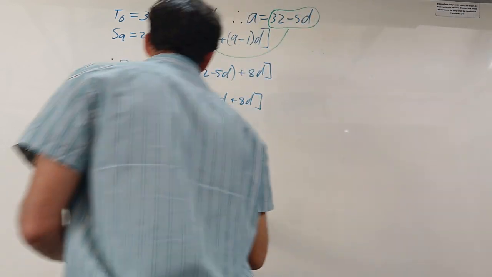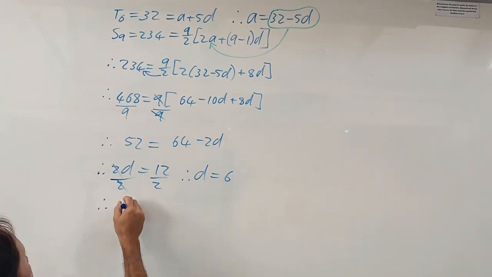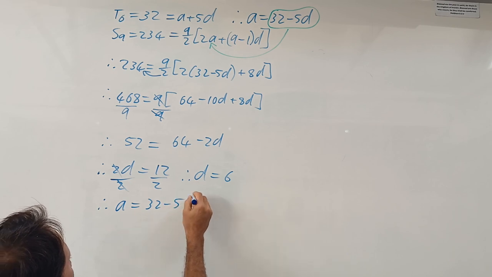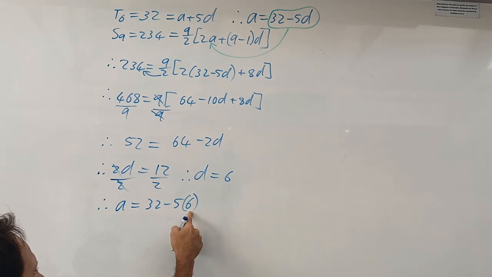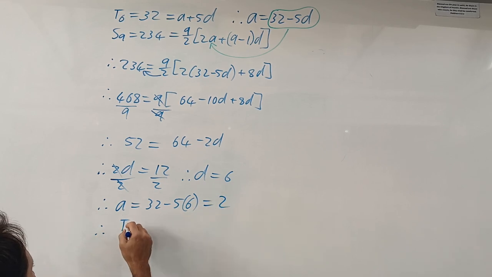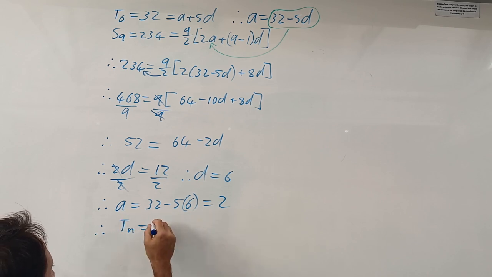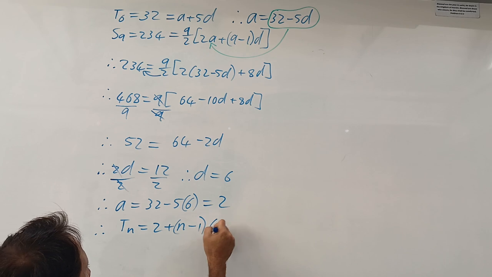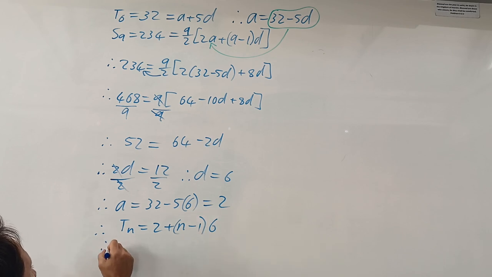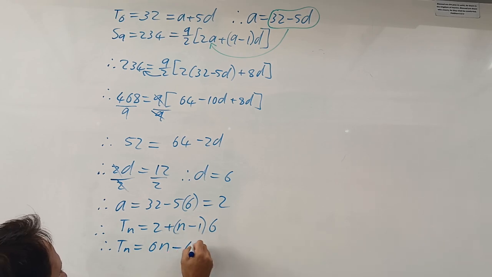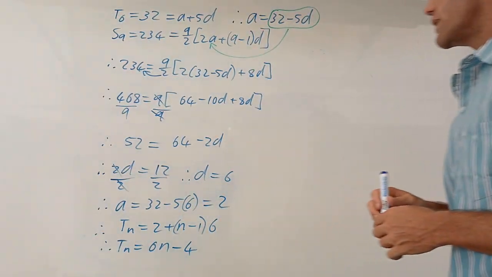Now we can substitute the difference in here. If the difference is 6, then therefore a will be 32 minus 5 times the difference. So 5 times 6 is 30, and 32 minus 30 is 2. So therefore the equation would be a, 2, plus n minus 1 times the difference, 6. And therefore Tn will be 6n, and then negative 6 plus 2 is negative 4. So there's the nth term, 6n minus 4.